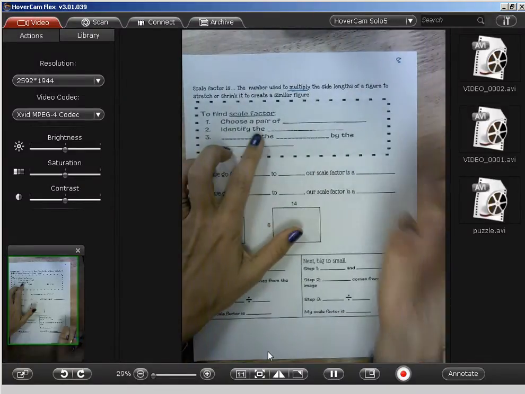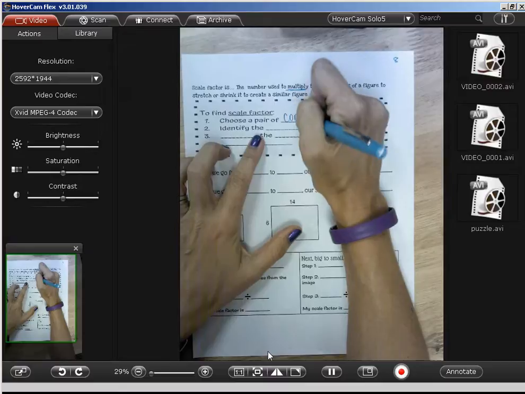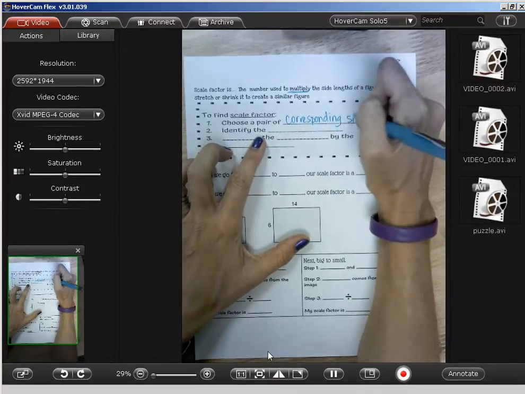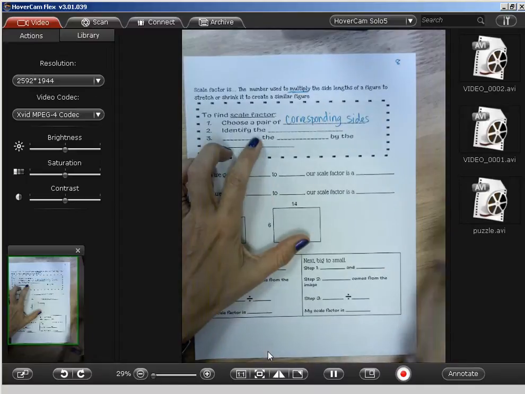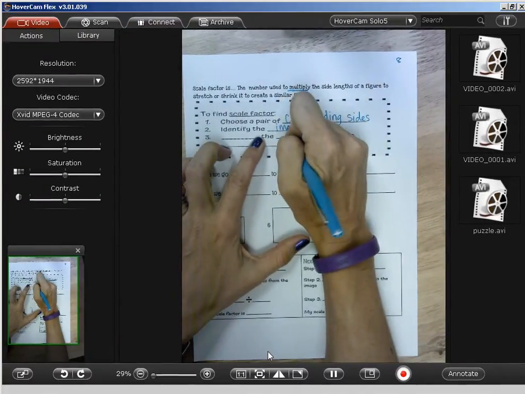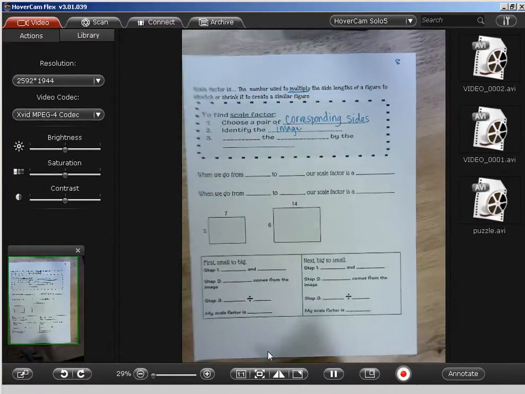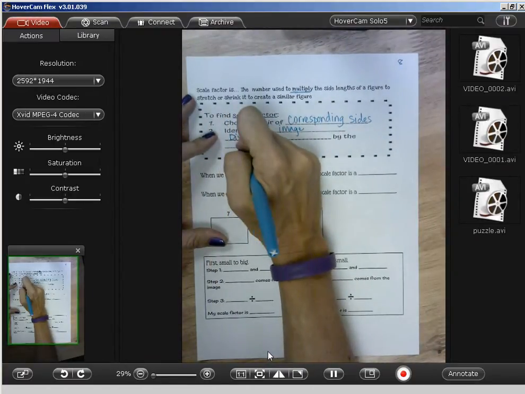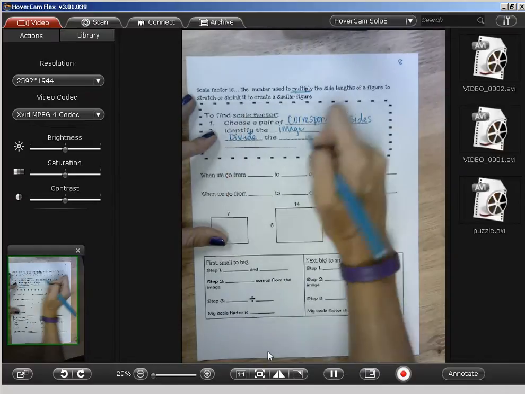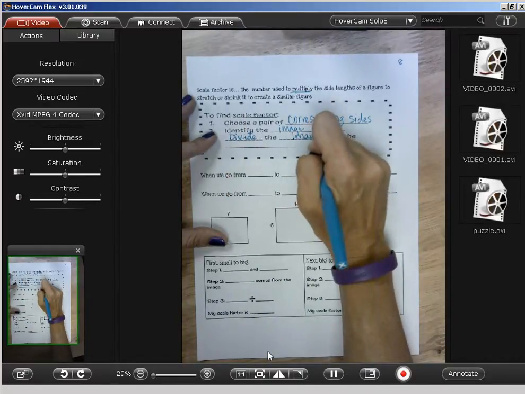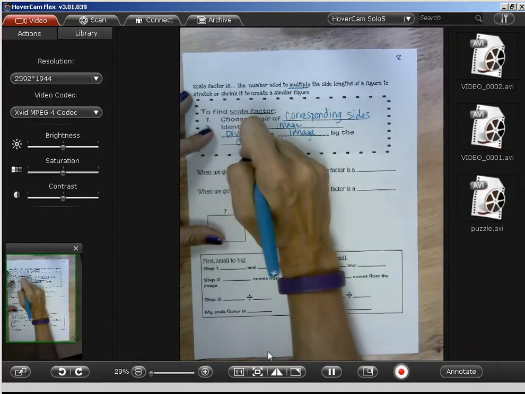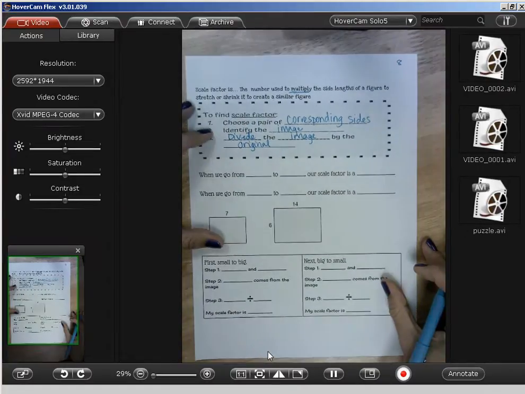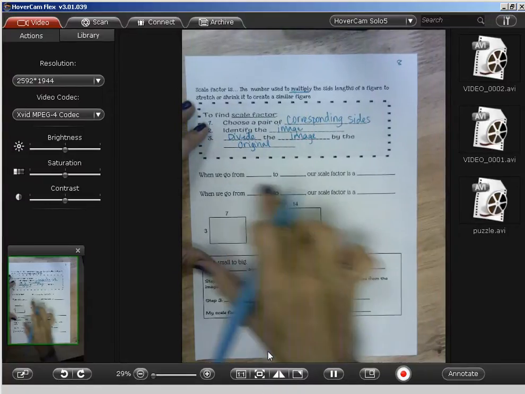Our first step, we're going to choose a pair of corresponding sides. We're going to identify which one comes from the image. Then we're going to divide, to find our scale factor, the image divided by the original. Image divided by original, guys. That's the key to success.